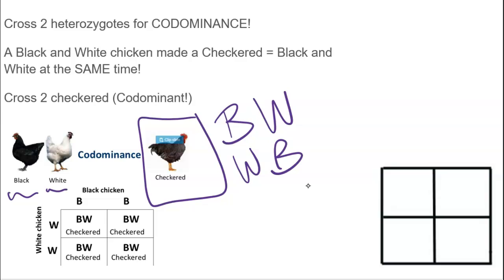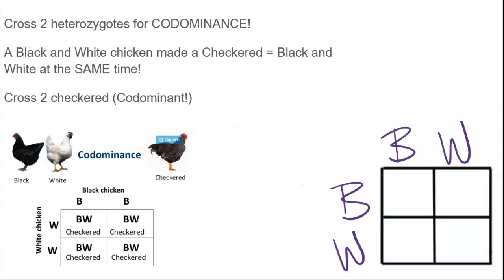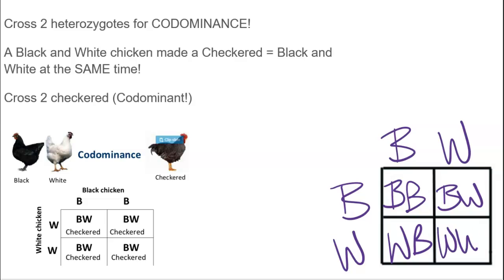So your turn. What do you get anytime you take two checkers? What happens if you cross two heterozygotes? What happens when you cross two hybrids? Show me your work on the Punnett square. For codominance, black and white makes checkered. What happens anytime you cross two checkered parents, two hybrids, two heterozygotes? The first offspring most likely would be black. The second one would be checkered. The next one would be checkered also. And the last one would be white.